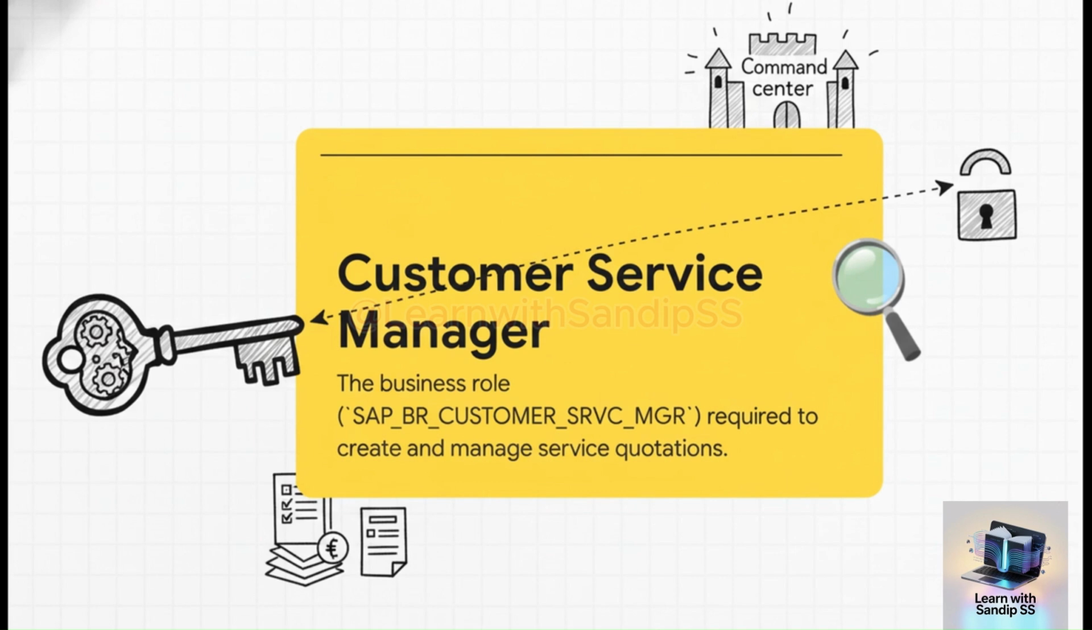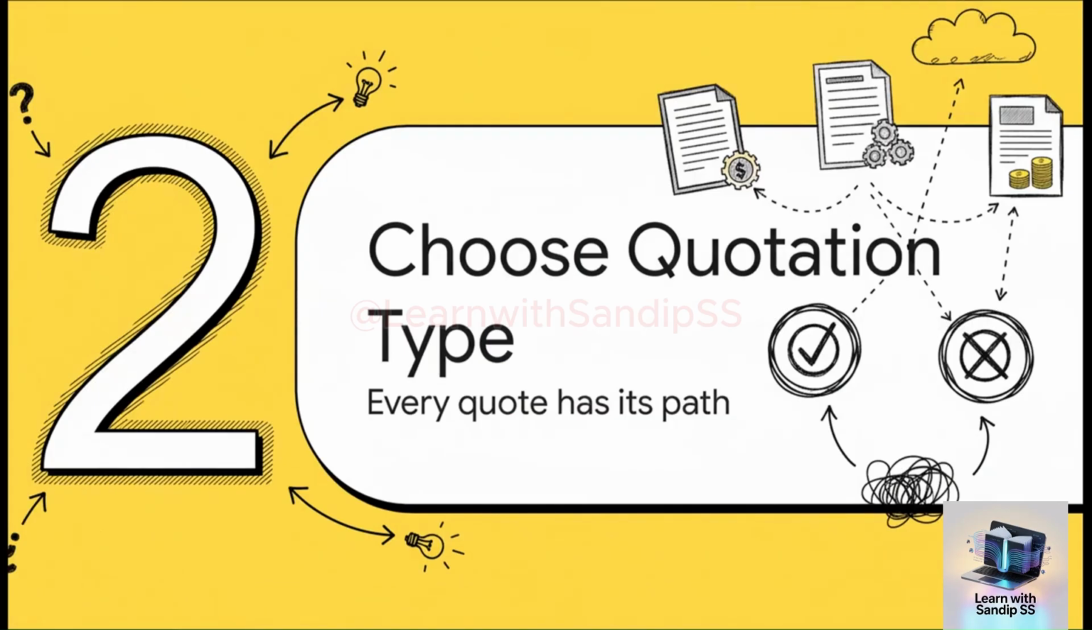You need the right key. And in SAP, that key is your business role. The specific one you need is Customer Service Manager. This is what actually gives you the permissions to get in there and do your thing, to create and manage these quotations. So, you're in the app.